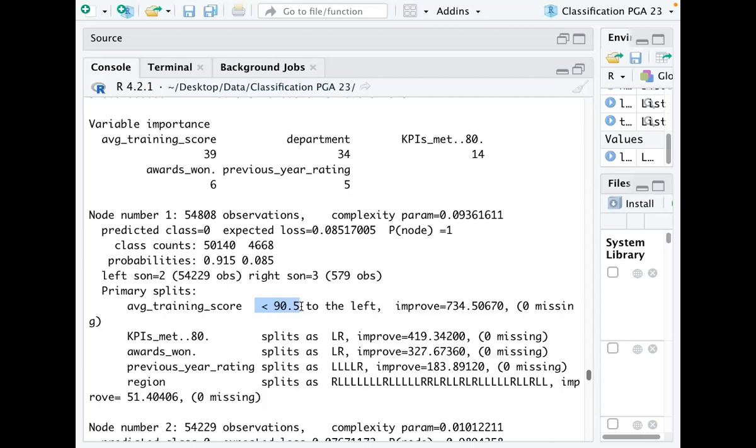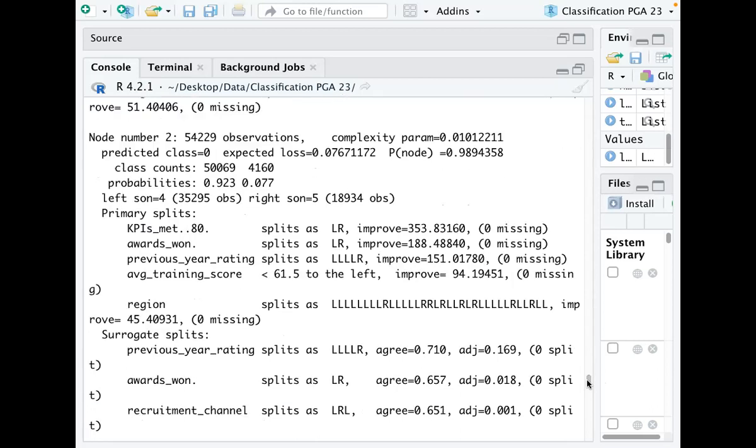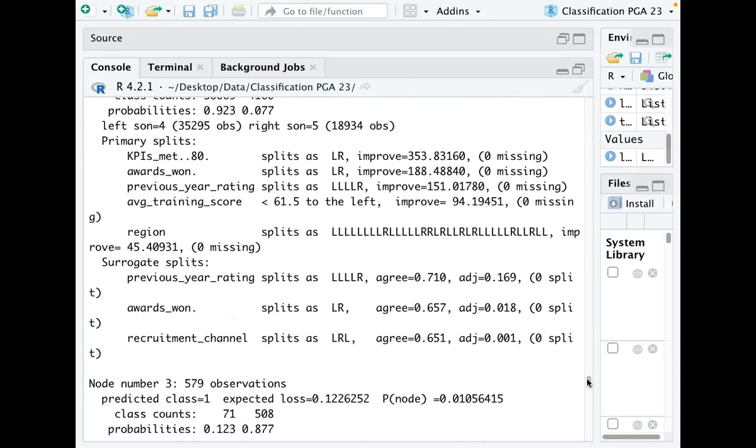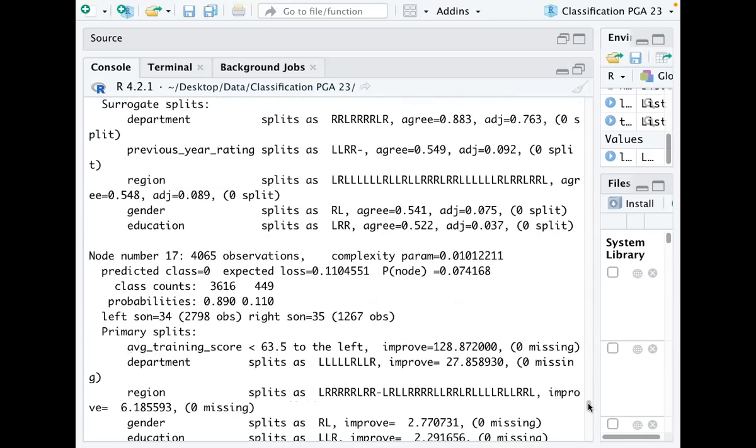54,229 onto the left side, 579 observations onto the right side. Then these are sub parameters in the sub branches in the tree. The second major tree broke out of the 54,229, which is based on KPIs met, yes or no. 35,000 to one side, 18,000 to the other side. Each component's description is given, and the probability of each node is given. So each node is explained in detail here.